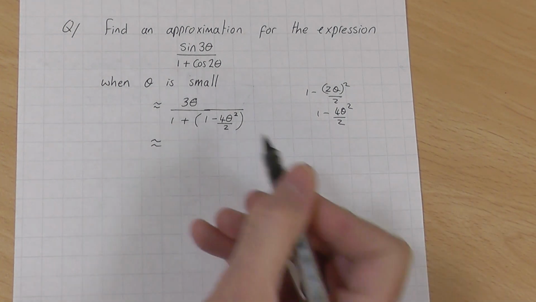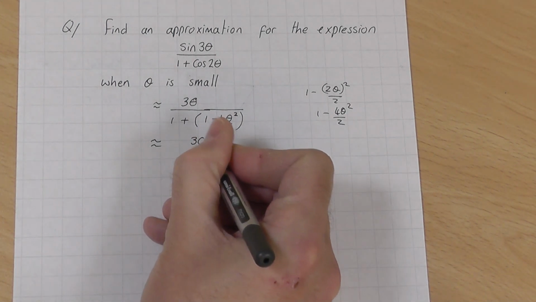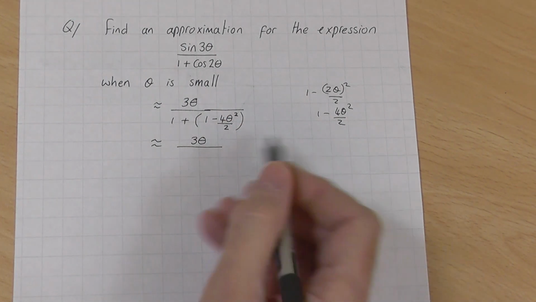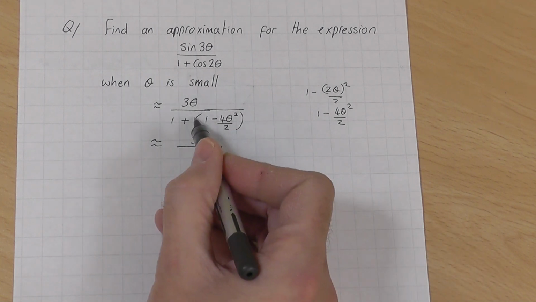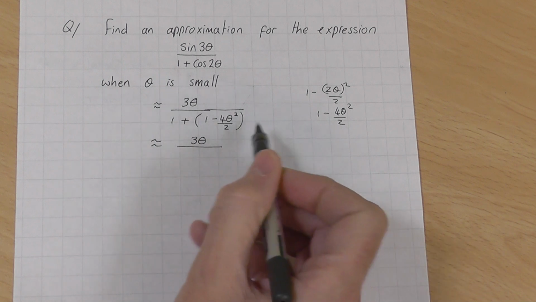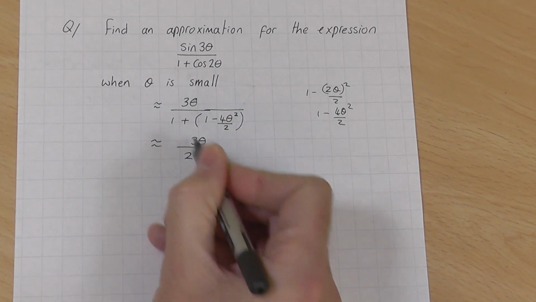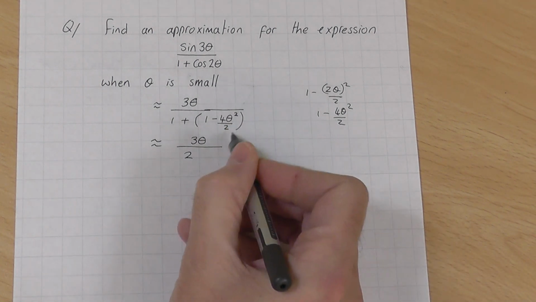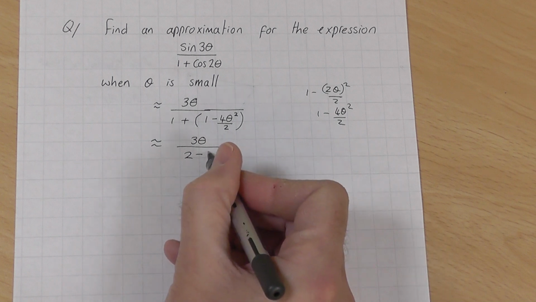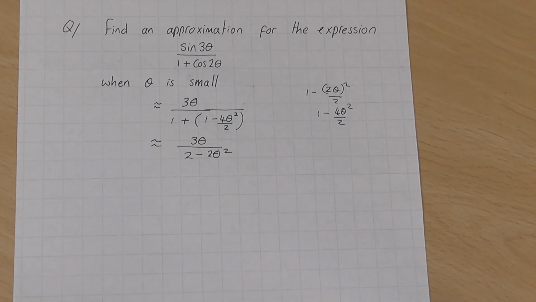So this is approximately the same as, okay, so on the top you've got 3 theta over, and then just simply work out 1 plus, well, you can ignore the bracket if you like, because it's like having one lot of the bracket. So it's 1 plus 1, which is 2, and then you've got take away, and this cancels to being 2 theta squared, like so.